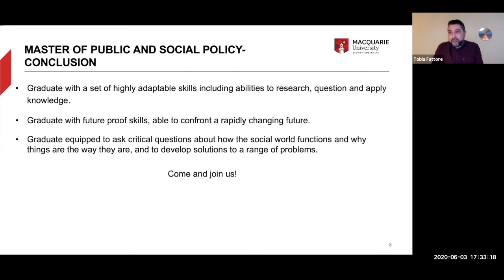So given this, there'll be more and more reliance upon people who have the skills to critically analyze information, to create information, and to direct others in its use. And ultimately, we need people equipped to ask critical questions about how the social world functions and why things are the way they are. And also, and importantly, to develop solutions to a range of problems. And the Masters of Public and Social Policy is perfect for this.